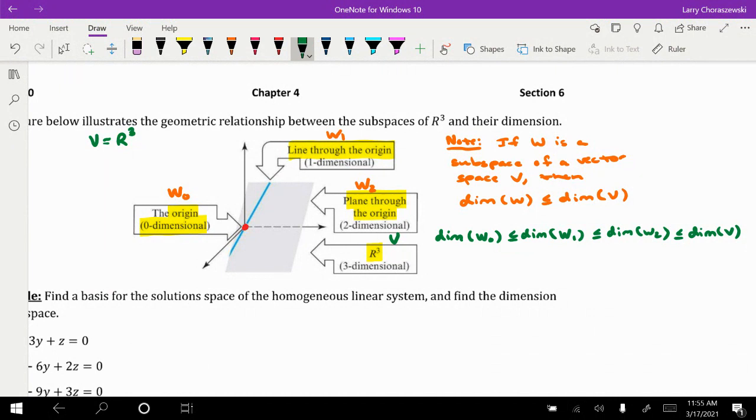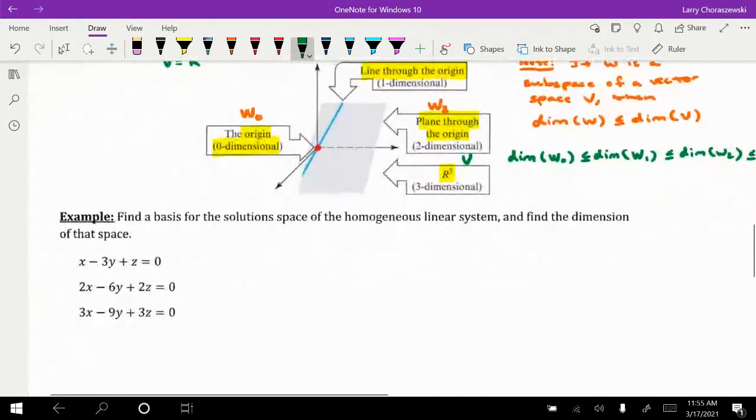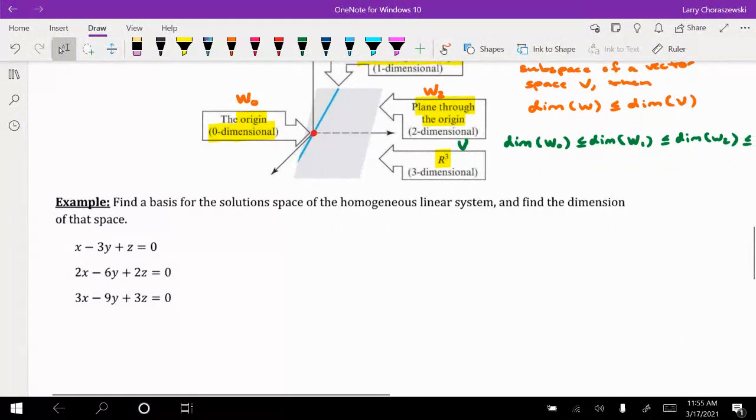In fact, our last example is going to be on subspaces of R3 as it relates to homogeneous linear systems. Right here it says find the basis for the solution space of the homogeneous linear system. And then we'll go a little bit further to find the dimension of that space.